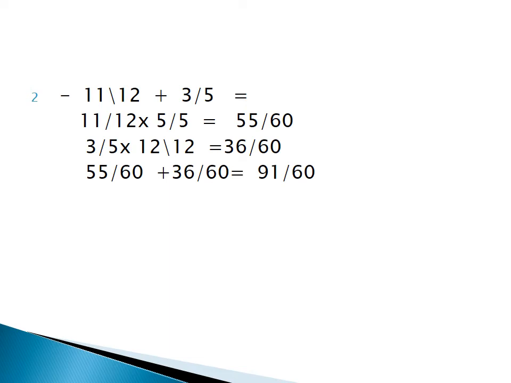Now both are like fractions, that's why we can add the numerators. 55 plus 36 is equal to 91. Denominator we will write only one time. That's why the answer is 91 upon 60. Both are not divisible by the same number. That's it. We will write down the answer 91 upon 60.